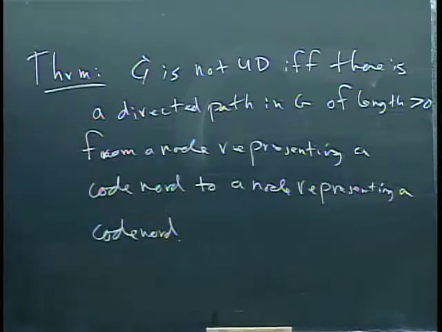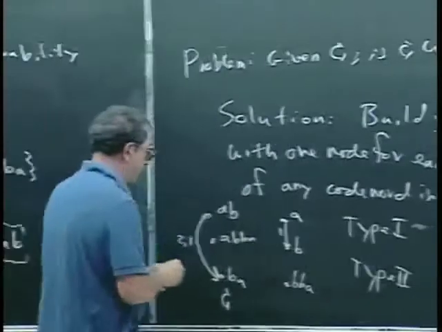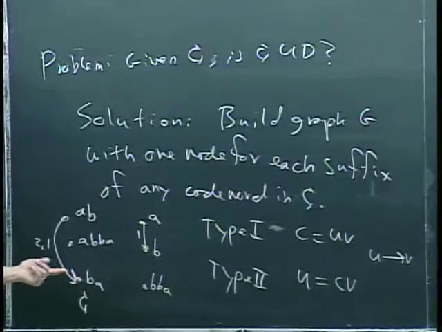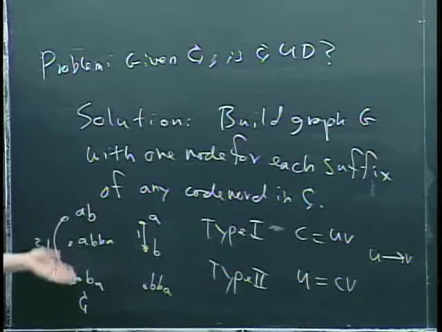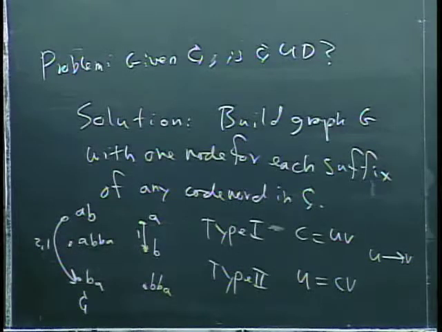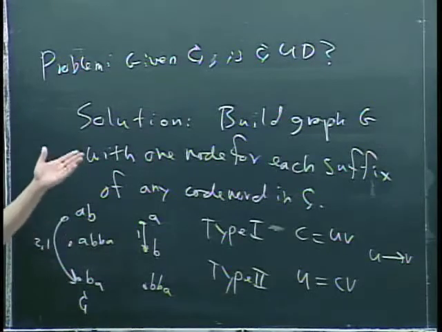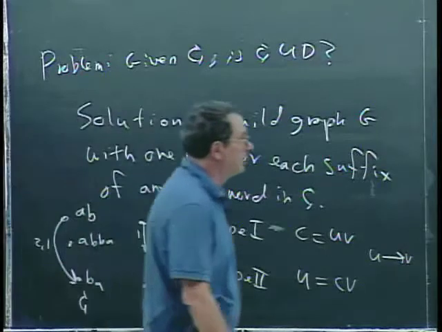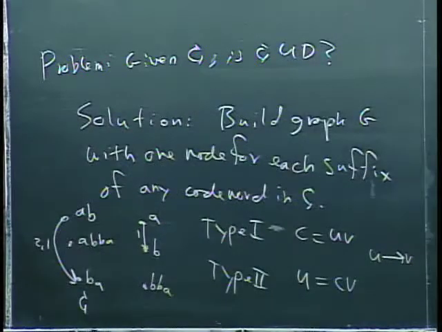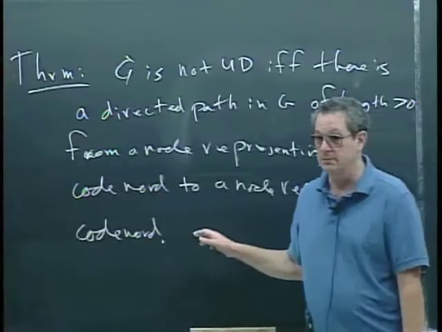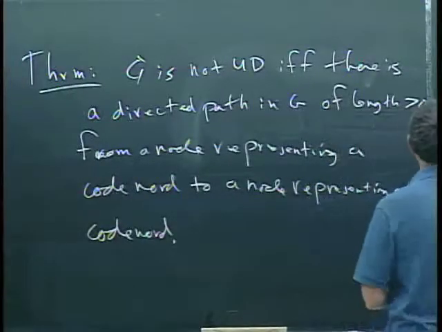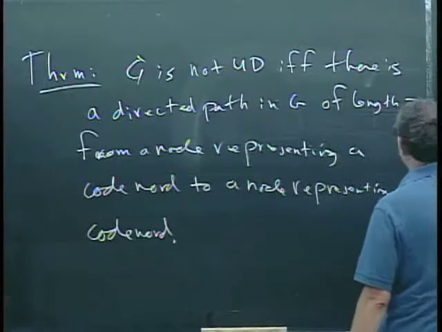Okay, and here we see one. There's a path from AB, that's a node representing a code word, to BA representing a code word. And this example we know is certainly not uniquely decipherable. And we see here an example that's consistent with the theorem. But we haven't really proven the theorem. Any questions about the statement of the theorem or anything up to this point? Okay. Now, this was all just by way of review. And then last time we started the proof at least in one direction.